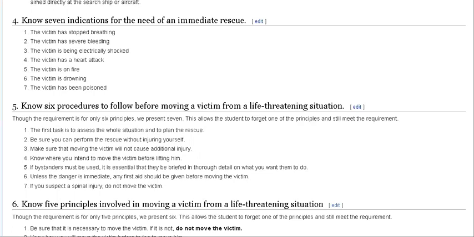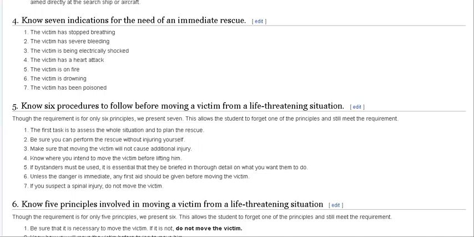Number 2, be sure you can perform the rescue without injuring yourself. I've said that before. Make sure that moving the victim will not cause additional injury. Know where you intend to move the victim before lifting them. Anyway, if bystanders must be used, it is essential that they be briefed in thorough detail on what you want them to do.